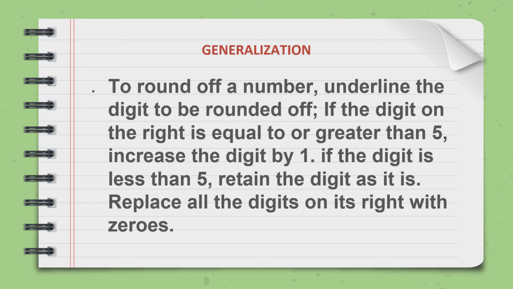Given that you've finished your learning tasks, we can now sum up what we've learned from this lesson. To round off a number, underline the digit to be rounded off. If the digit on the right is equal to or greater than 5, increase the digit by 1. If the digit is less than 5, retain the digit as it is. Replace all the digits on its right with zeros.